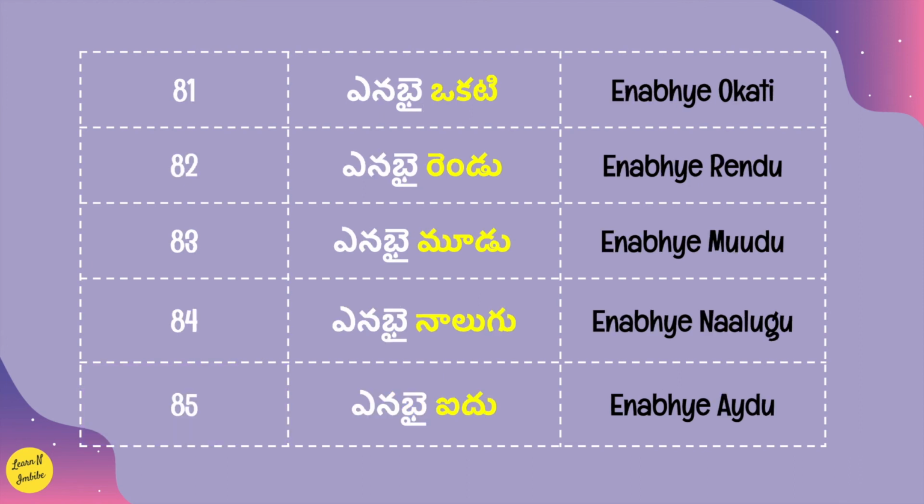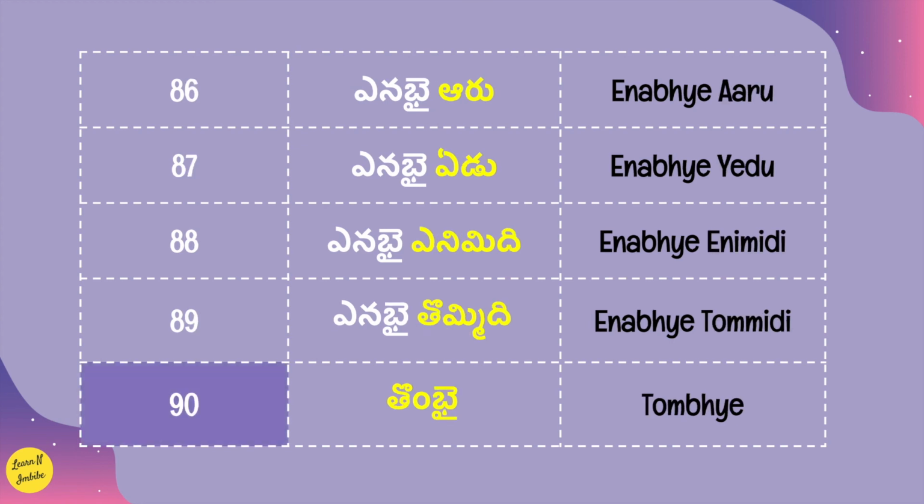80 plus 1, 81, ఎనభై plus ఒకటి, ఎనభై ఒకటి. 82, ఎనభై రెండు, 83, ఎనభై మూడు, 84, ఎనభై నాలుగు, 85, ఎనభై ఐదు, 86, ఎనభై ఆరు, 87, ఎనభై ఏడు, 88, ఎనభై ఎనిమిది, 89, ఎనభై తొమ్మిది, 90, తొంభై. The prefix 90 will be added to the numbers 91 to 99.